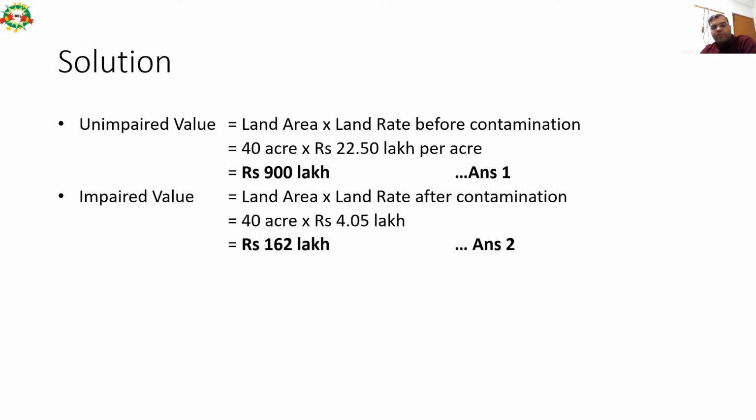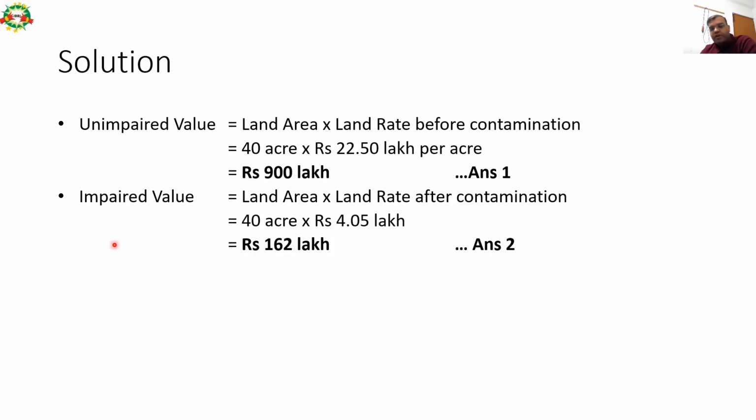We know unimpaired value is the value of the property before contamination. So land area and land rate before contamination, both figures are given. 40 acre into 22.50 lakh per acre will give us the value of the property before contamination, which is called the unimpaired value of the property, and the answer is 900 lakh rupees.